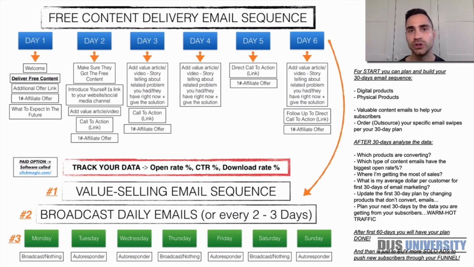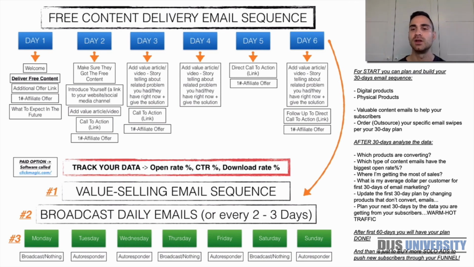And I will share with you 3 websites where you can find freelancers that they will actually write the email swipes for you based on your specific guidelines and the products you want to promote. And the next step is going to be after 30 days, analyze the data. So you want to analyze the 30-day data and see where you need to change something, what is working.